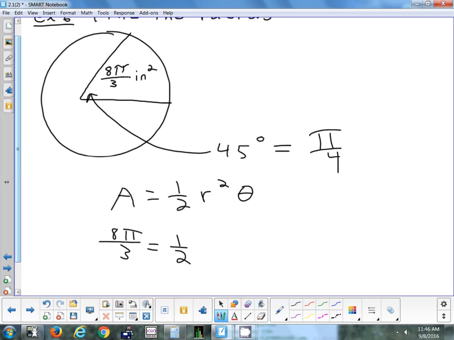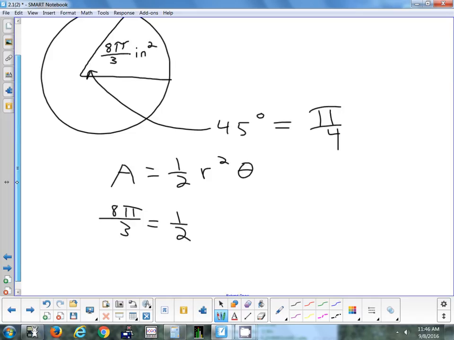I got 1/2. I don't know the radius, so just leave it. And theta is pi over 4. Okay, so my goal is to get this r by itself. Or even a little simpler goal to start out with, just get r squared by itself. So get all these numbers on the other side. Let's start with the pi over 4. How could I get the pi and the 4 on the other side both at the same time?